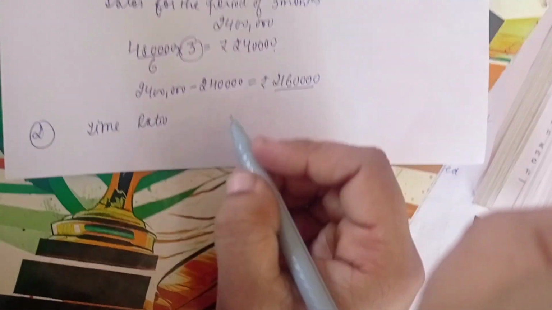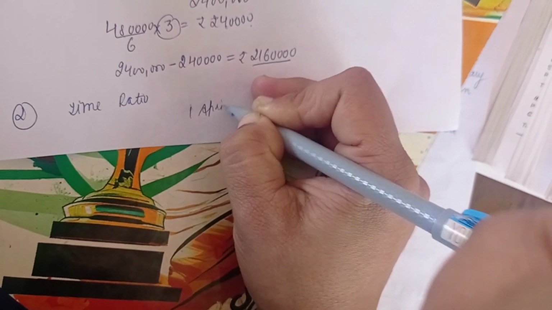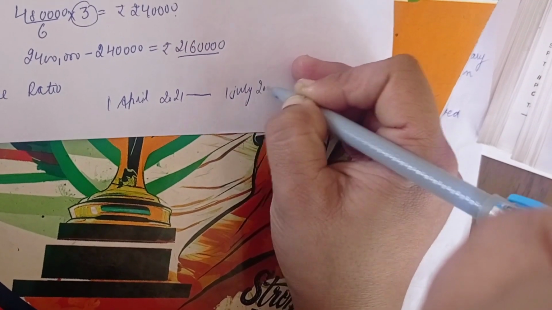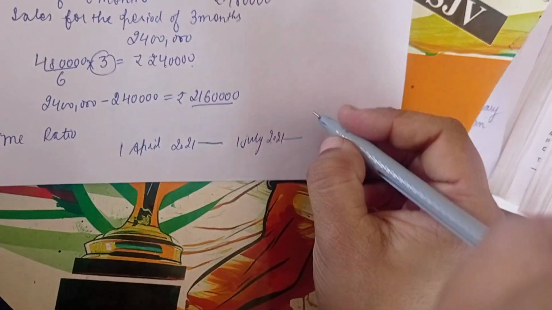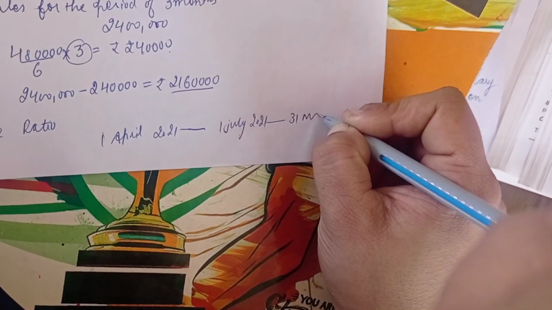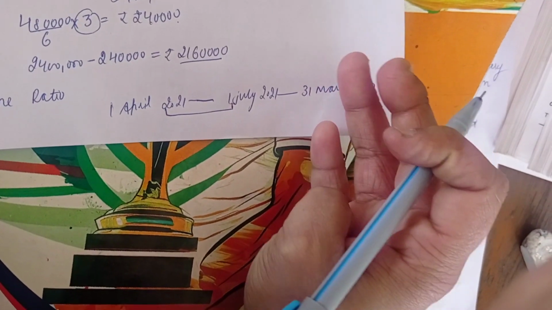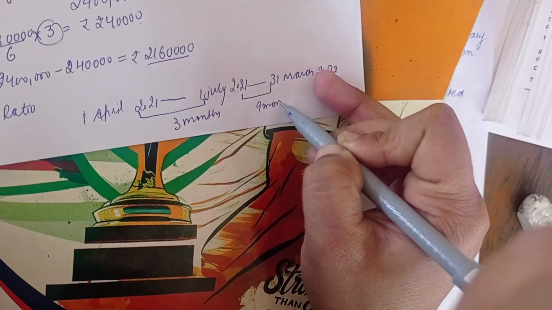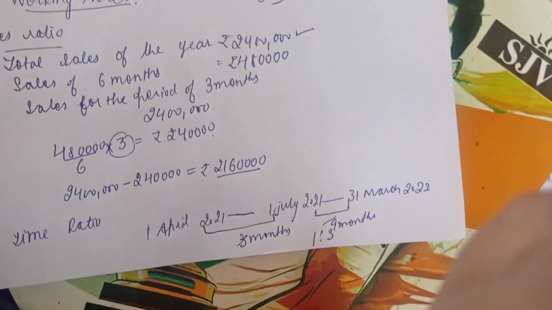Now the business has been purchased by Sneha Limited on 1st April 2021, and the incorporation date is 1st July 2021, and the books have been closed on 31st March 2022, right? Now we can calculate the months from April to July, that is April, May, June. There are 3 months, and the remaining is 9 months, right? So the ratio will be 1:3. Time ratio is 1:3.